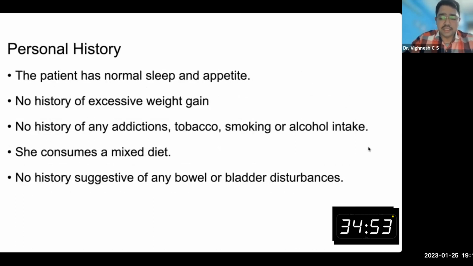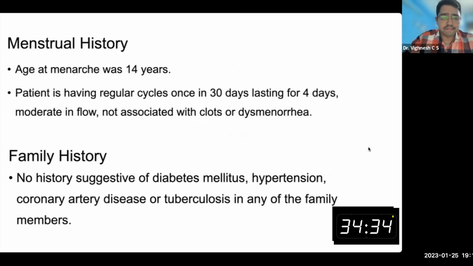Personal history: the patient presently has normal sleep and appetite, and there is no history of any excessive weight gain, no history of any addictions, tobacco chewing, smoking, or alcohol intake. She consumes a mixed diet, and she does not have any bowel or bladder disturbances. Menstrual history: the patient attained menarche at 14 years of age. She has regular cycles once in 30 days, lasting for 4 days with moderate flow, and not associated with any clots or dysmenorrhea. Family history: no history suggestive of diabetes mellitus, hypertension, coronary artery disease, or tuberculosis in any of the family members.